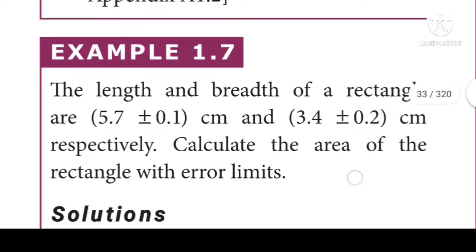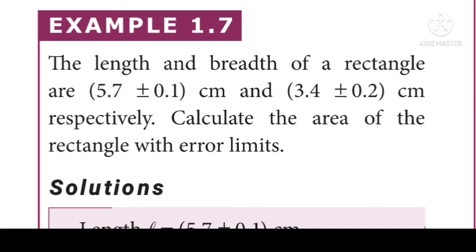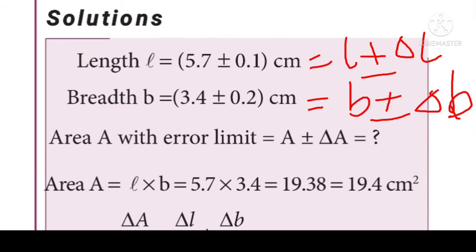Look at the next example 1.7. The length and the breadth of the rectangle are 5.7 plus or minus 0.1 centimeter and 3.4 plus or minus 0.2 centimeter respectively. Calculate the area of the rectangle with the error limits. Look at the solution. Length is equal to 5.7 plus or minus 0.1 centimeter, which is equal to L plus or minus del L, where breadth is given as 3.4 plus or minus 0.2 centimeter, which is equal to B plus or minus del B.